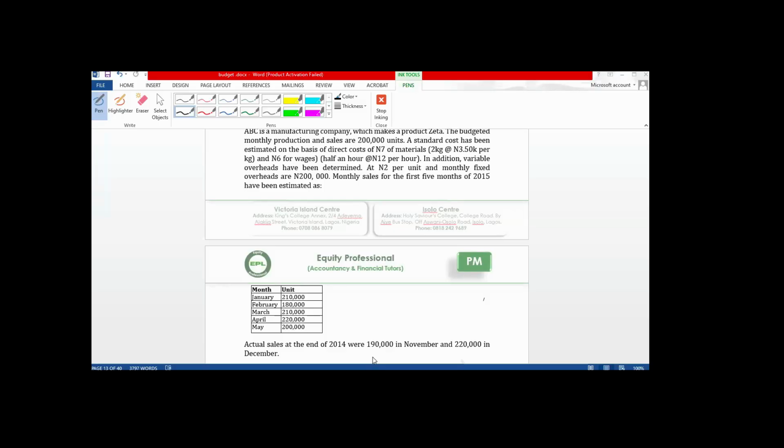Monthly sales for the first 5 months of 2015 has been estimated as sales in January 210,000, February 180,000, March 210,000, April 220,000. You pick this figure.